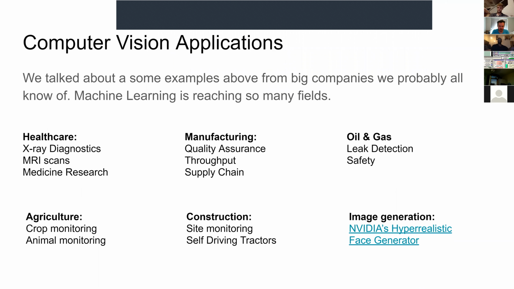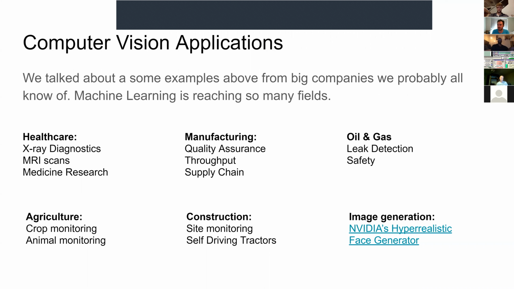Whether that's different fruits or weeds or anything like that, it does a really good job of classifying those things. Construction is another one I've seen more. Again, site monitoring for safety is a big deal. If you can use computer vision to save someone's life, that's really, really cool. Self-driving tractors I've been seeing as a thing in that field.